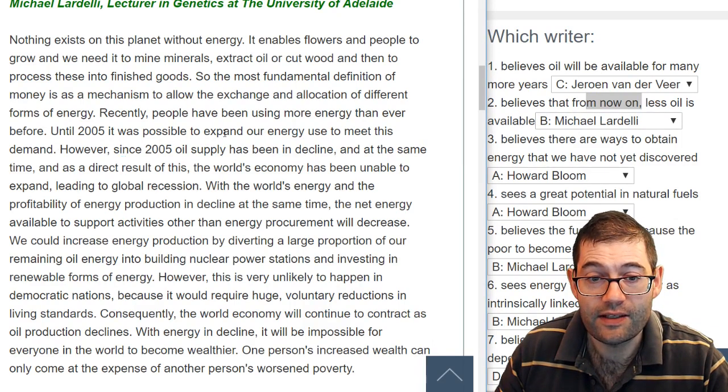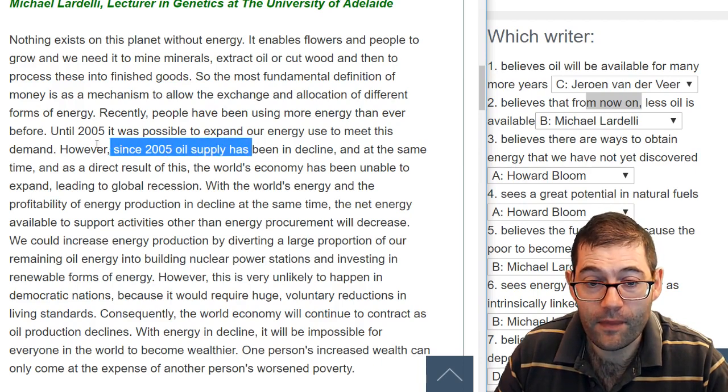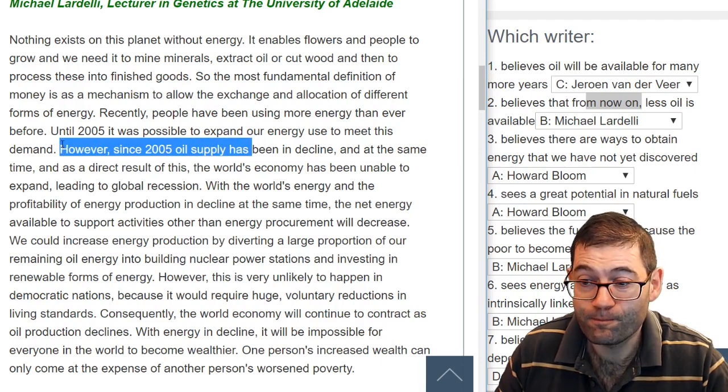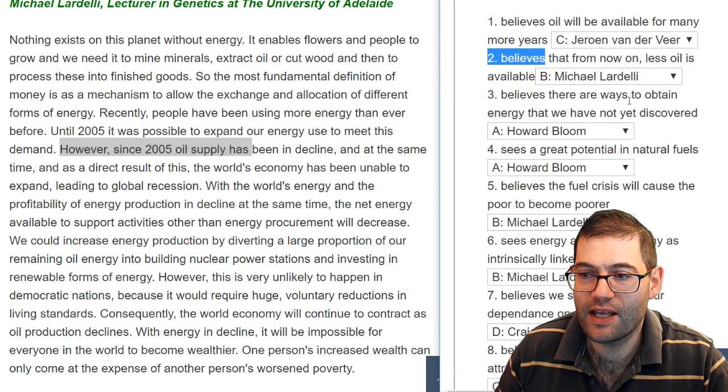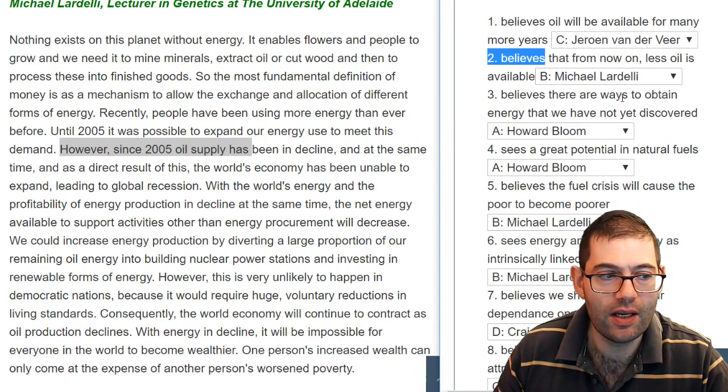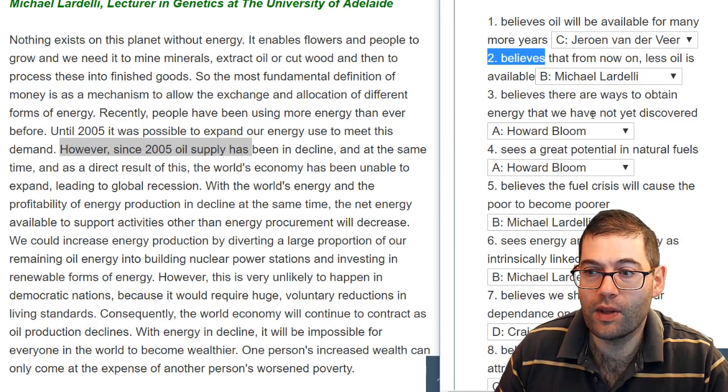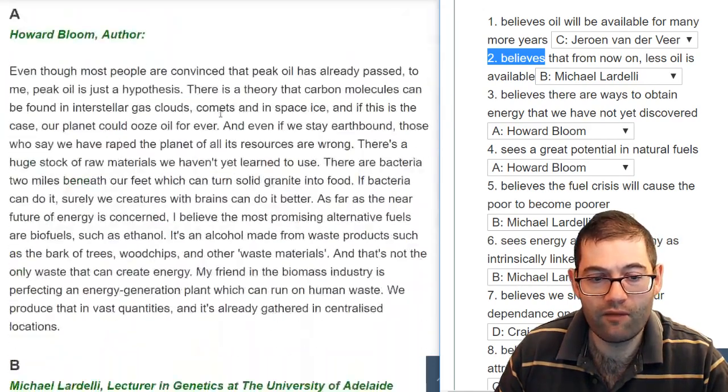And of course, this is what the writer thinks, in this case, believes. For number 3, believes there are ways to obtain energy that we have not yet discovered, and that we can find in A.